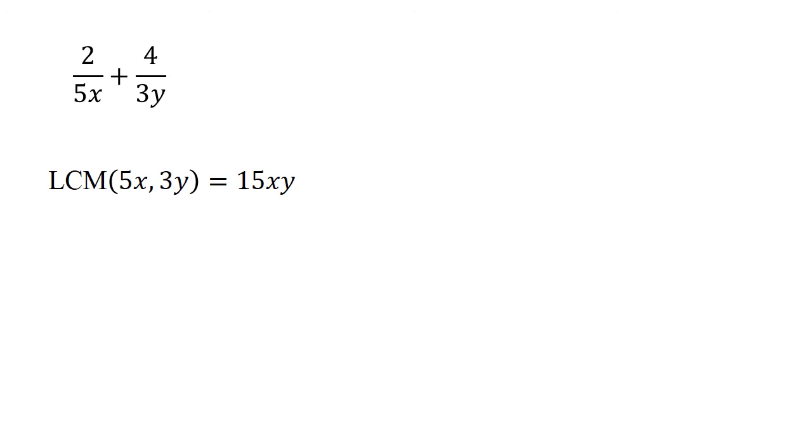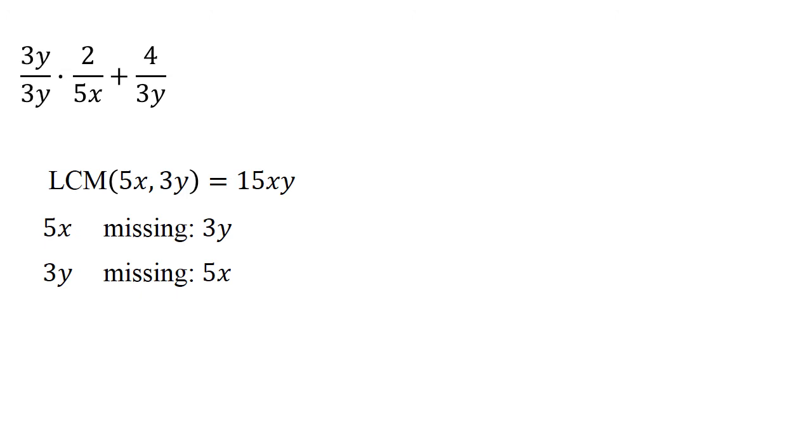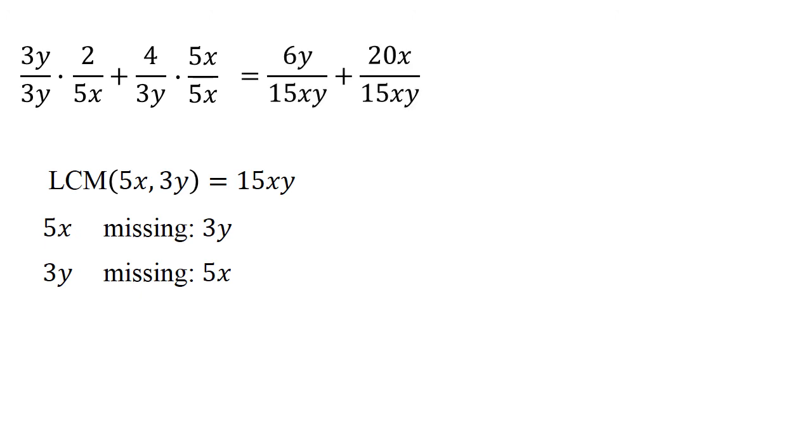So what we're going to ask ourselves is, what is each one of these missing? If you have 5x, you're missing 3y. And if you have 3y, you're missing 5x. So you multiply each of those fractions, top and bottom, by what it's missing. The first fraction is missing the 3y, so you multiply top and bottom by 3y. The second fraction is missing the 5x, so you multiply top and bottom by 5x. Multiplying top times top and bottom times bottom gives us 6y over 15xy and 20x over 15xy.